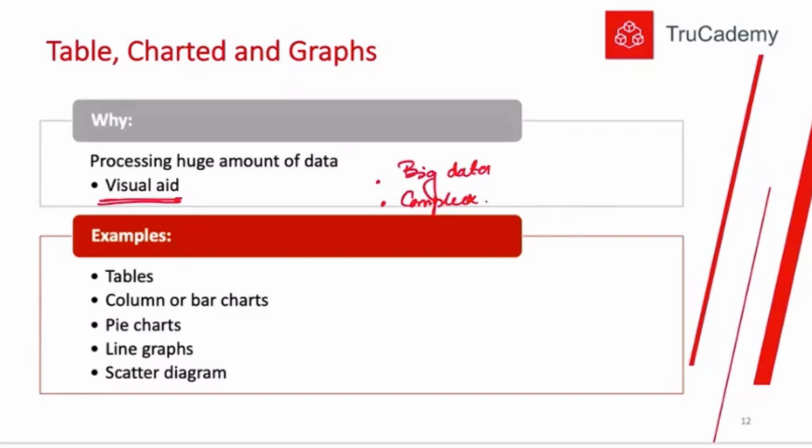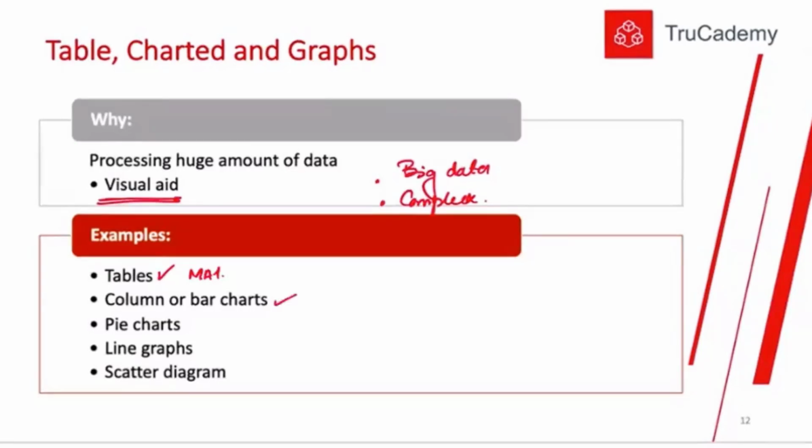After that, what can be the example of how we can present the data graphically? One can be tables. We already have seen in MA1 how we can use tables to manipulate the data, or filter or sort the data. After that, column or bar charts, pie charts, line graphs, scatter diagrams, all these we already have seen in the course of MA1. So we can use all these options to communicate our information graphically, especially when there is big data or complex data. Clear with this thing?